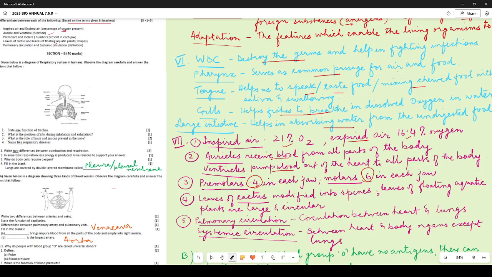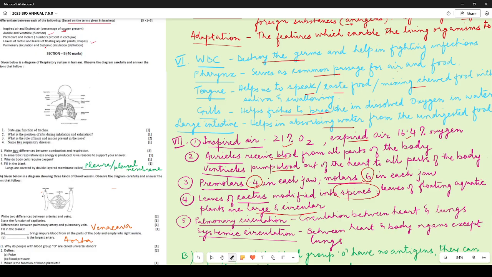Leaves of cactus and leaves of floating aquatic plants. So you have to differentiate between them based on their shape. So leaves of cactus, they are modified into spines, कांटे जैसे बन जाते, whereas leaves of floating aquatic plants, they are large and circular. So that is the basis on which you differentiate.